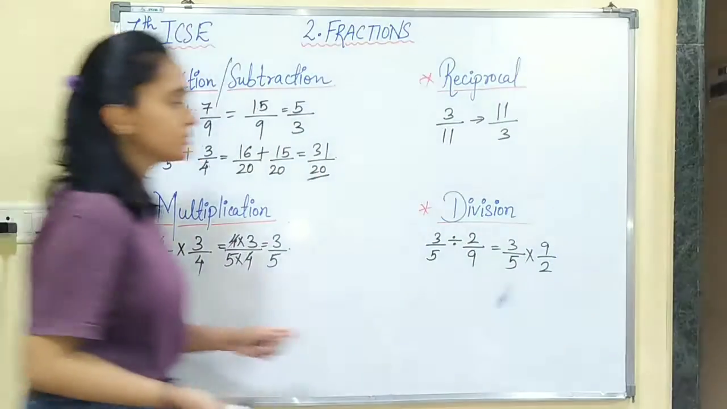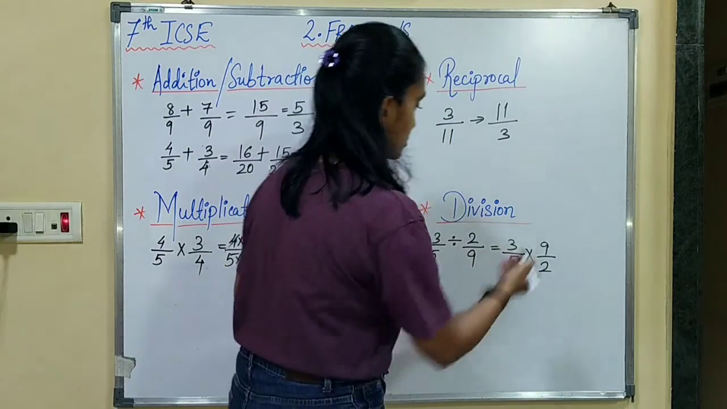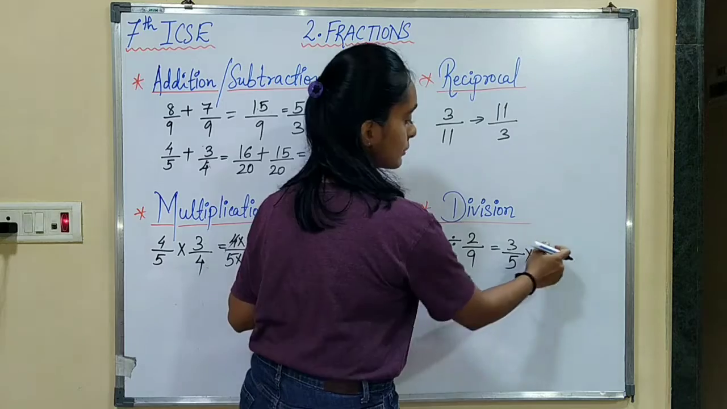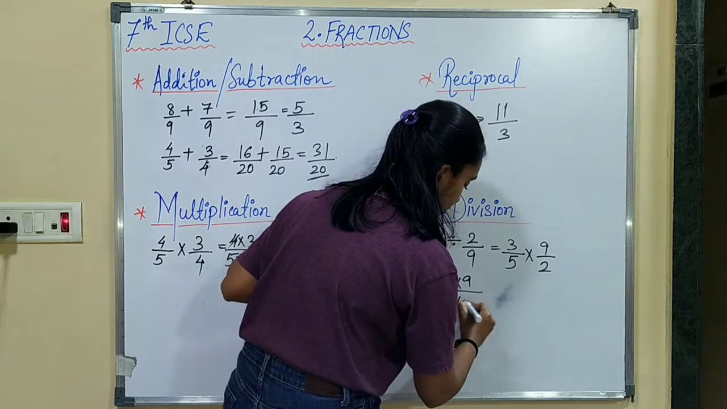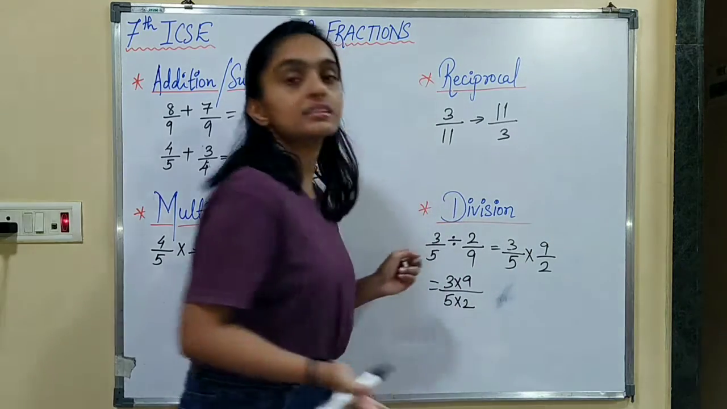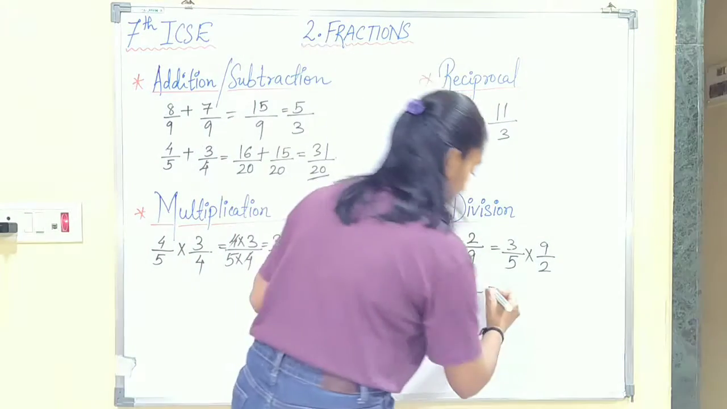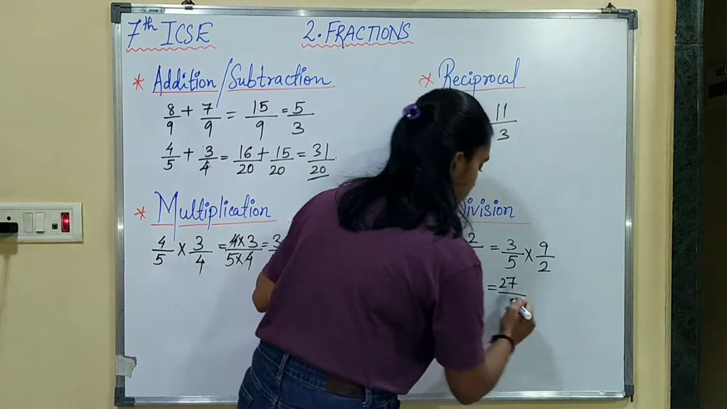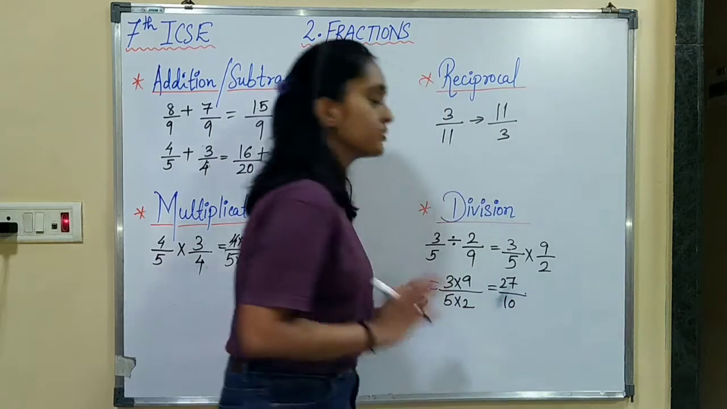Similarly, by this we can solve it. Numerator multiplied by numerator, so 3 multiplied by 9 and 5 multiplied by 2. And there is nothing common here, so we will just multiply them. 3 9s is 27 upon 5 2s is 10. This will be our final answer.